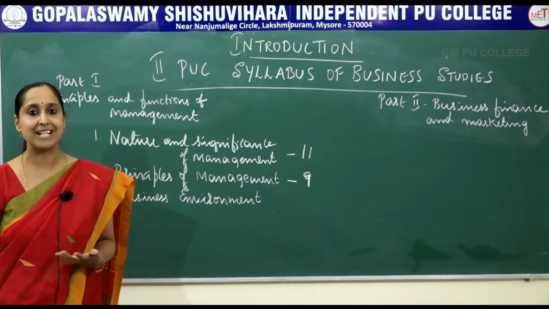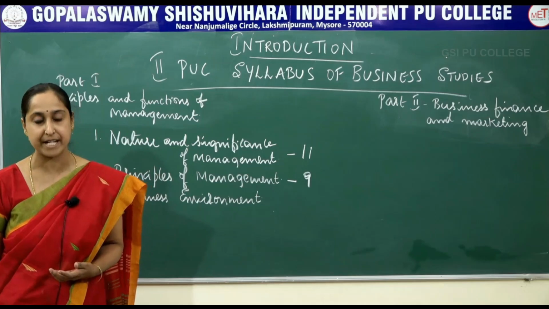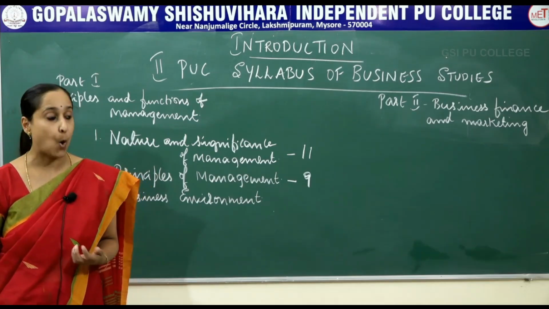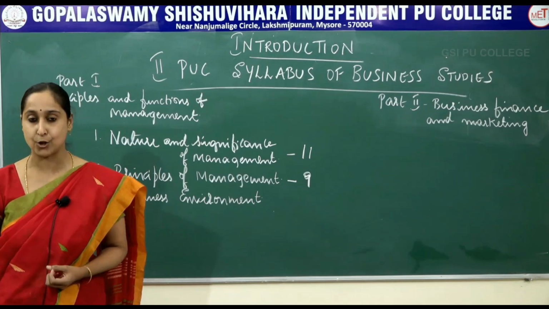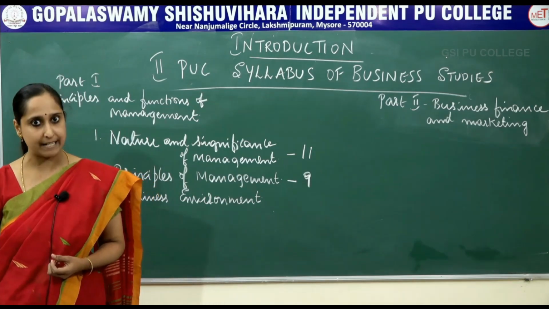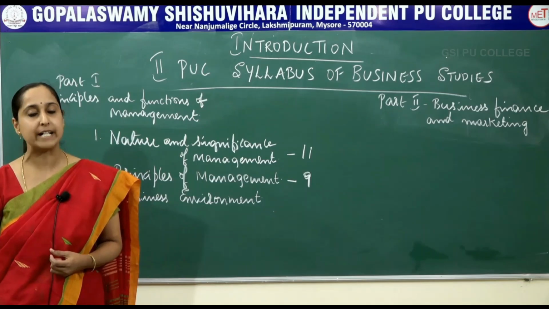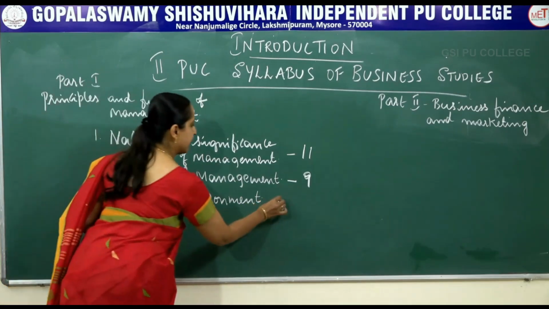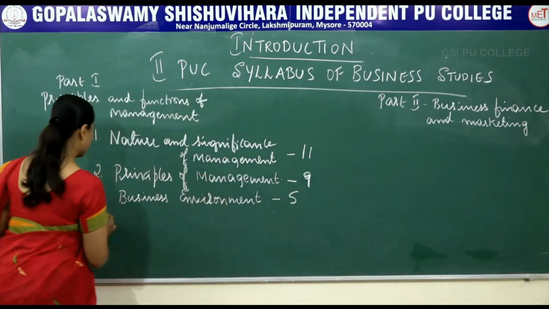So in this chapter we study features of business environment, importance, dimensions of business environment. We also learn about liberalization, privatization, globalization and also about demonetization and its impact. So the total marks allotted to this chapter is 5 marks.